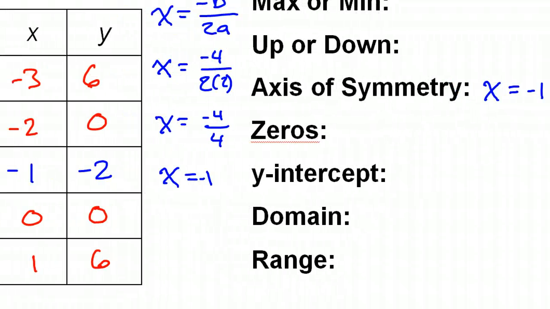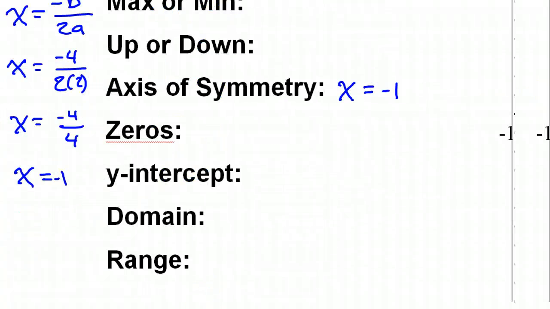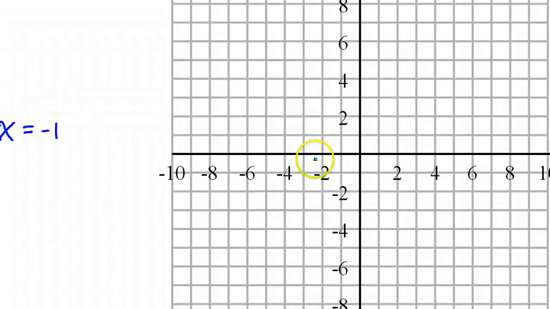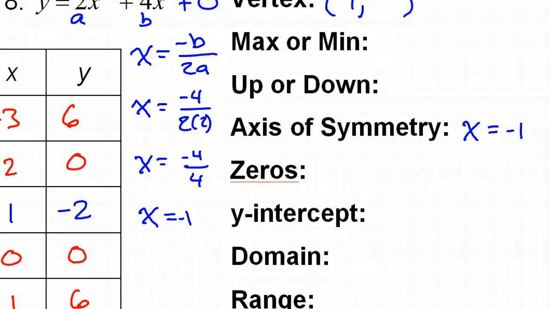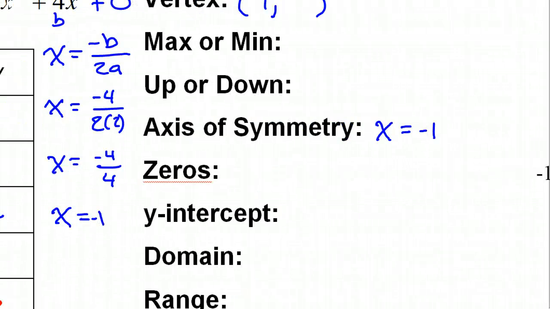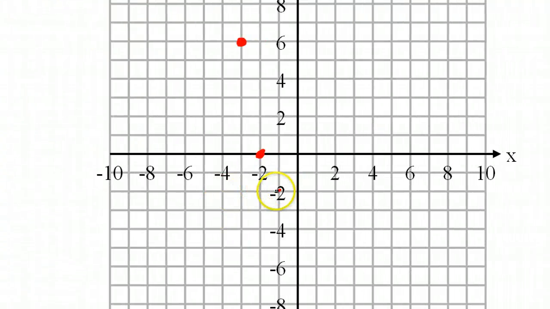So let's go ahead and graph these values. So we've got negative 3, 6. So there's negative 3, 6. I do have a tape measure. There's negative 3, 6. All right, so then we have negative 2, 0, so that's going to be right there. And then negative 1, negative 2, so that's right there. And then that's where the symmetry kicks in, so kabam.